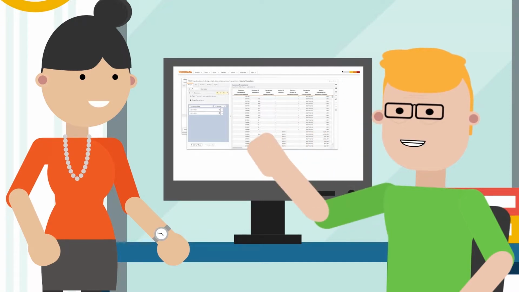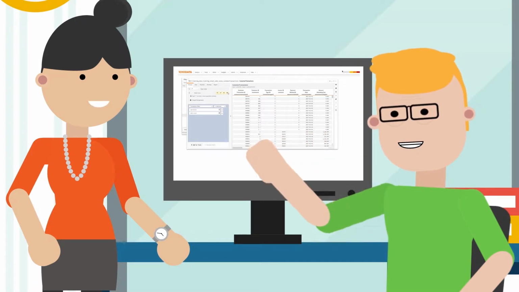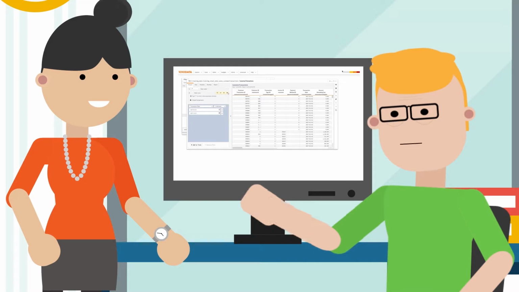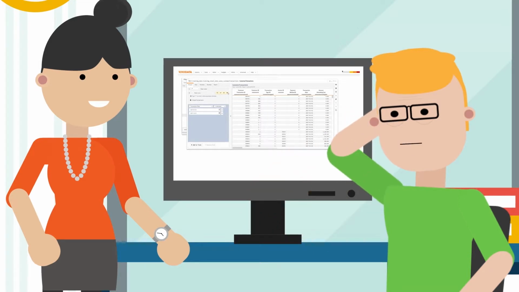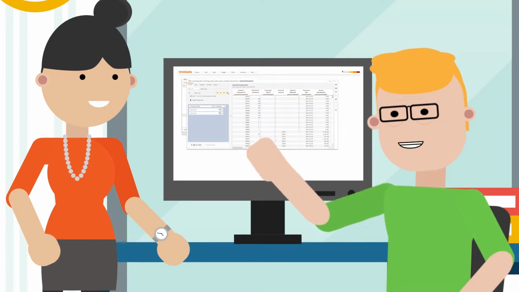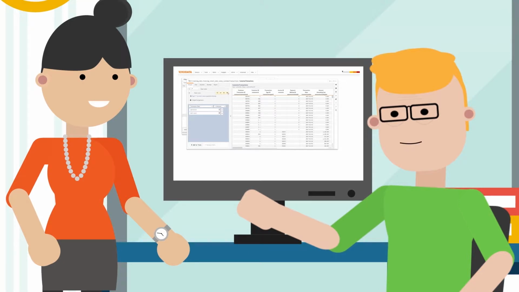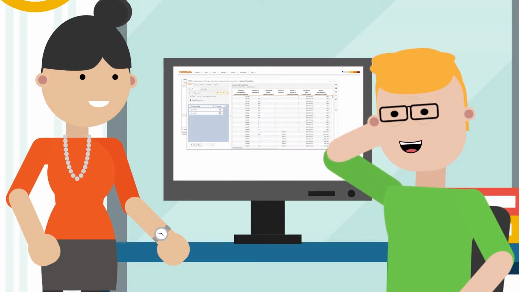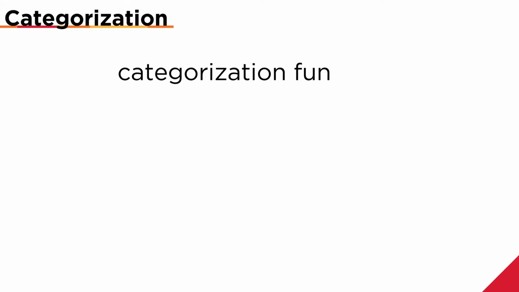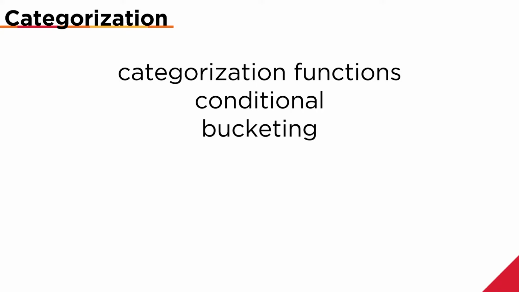I am analyzing this sales data to see what age groups we sell the most often to, and what the average sale is. I was struggling to figure out how to categorize the different ages, but then I remembered the categorization functions. Categorization functions are great ways to use a computed column to perform conditional and bucketing analyses on data.